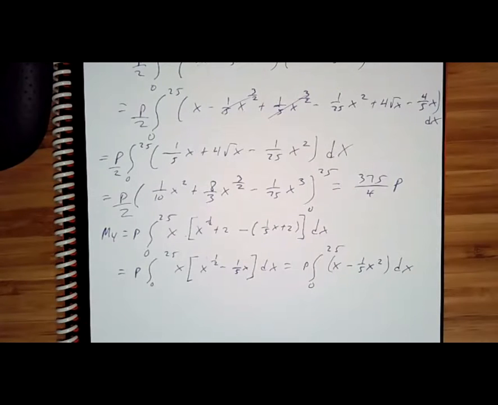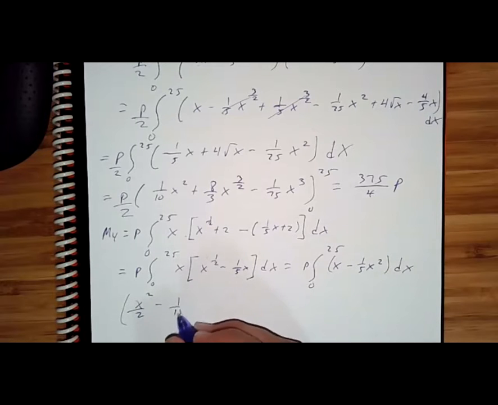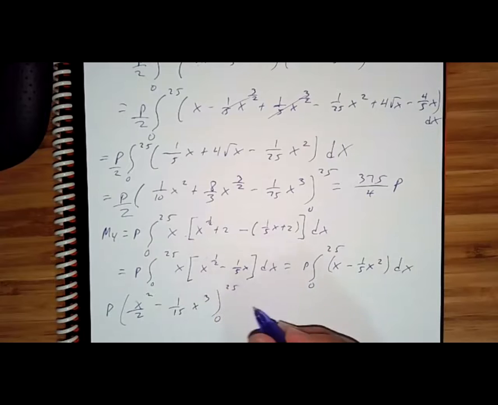So that'll give us, okay. At this point, just integrate and we're good. That'll be x squared over 2 minus 1/15 x cubed, times p, from 0 to 25. So that will be, let's see, 625 over 3 p.